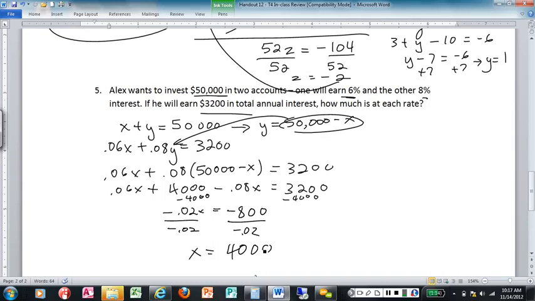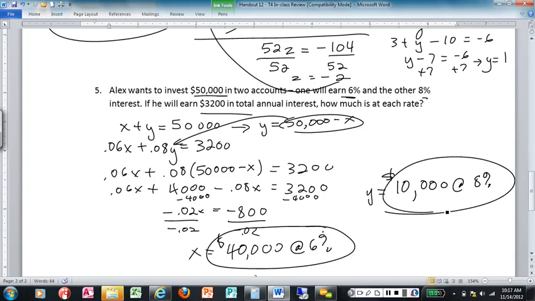I think so. So if x is 40,000, sorry. Let me check it, just to be sure. It's 40. Okay. Thank you. So if x is 40,000, the y is 50,000 minus that, so it'd be 10,000. So the 40,000 is at 6%. The 10,000 is the 8%. Is that okay?